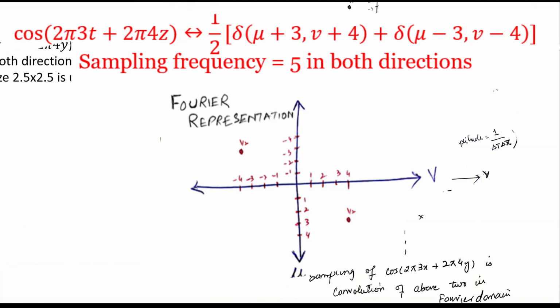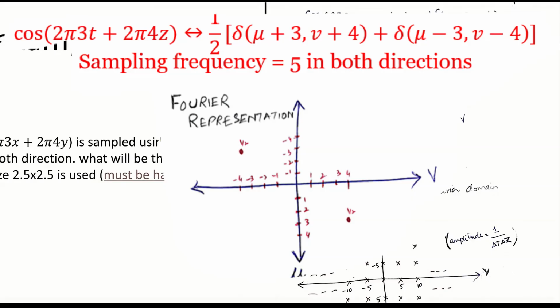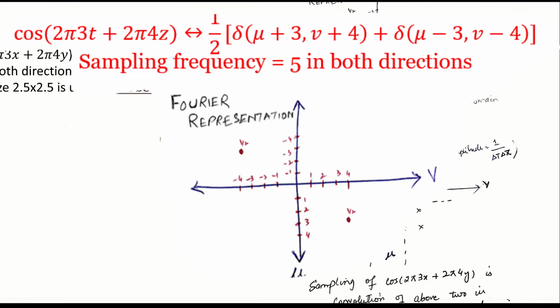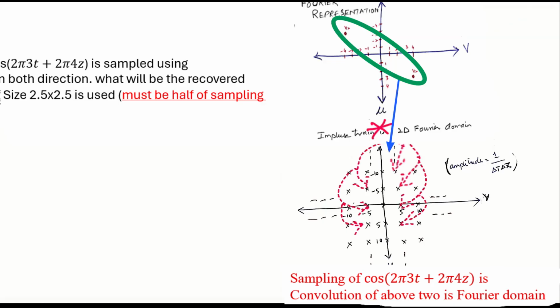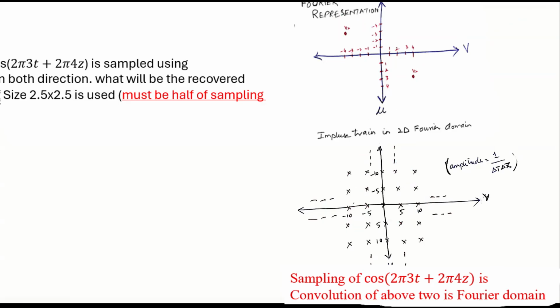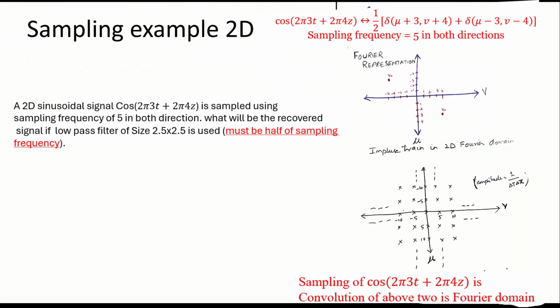Now it's been asked that the sampling frequency is 5 hertz in both directions. If the sampling frequency is 5, what will the impulse train look like in the 2D plane? You have impulses all over, and the distance between them is 5 because the sampling frequency is 5, in both directions. Now, if I want to sample this signal, I have to convolve these two, and convolution means that I have to put this on the top of each of the impulses. We have to see if aliasing is there and what we are recovering. This is our aim.